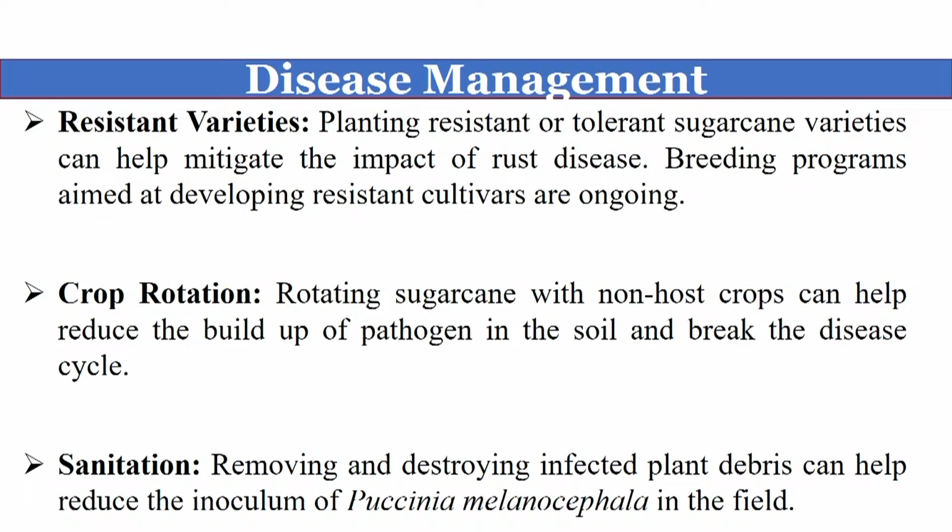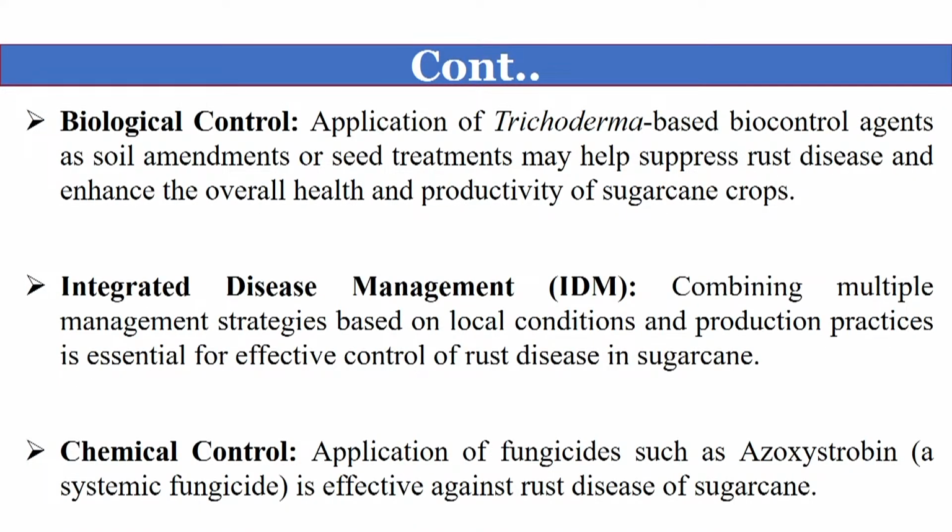Removing and destroying the infected plant debris helps to reduce the inoculum of Puccinia in the main field, and biological control practices are also important. You can use a Trichoderma-based biocontrol agent as a soil amendment or seed treatment. It may help to suppress the rust disease, and it enhances the overall health and productivity of the sugarcane crop.